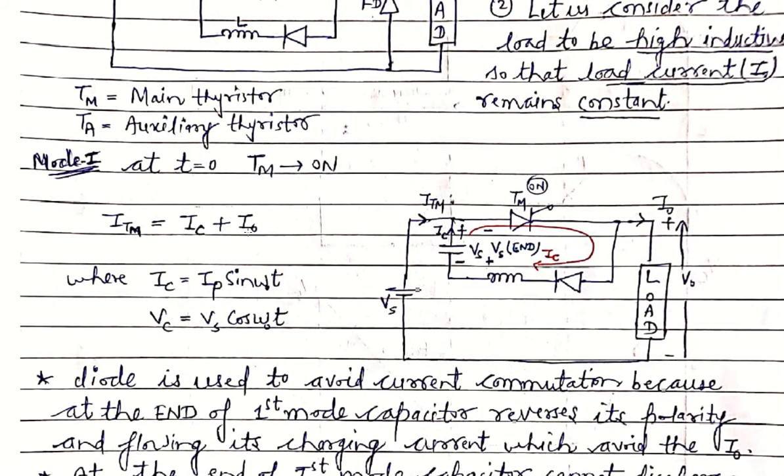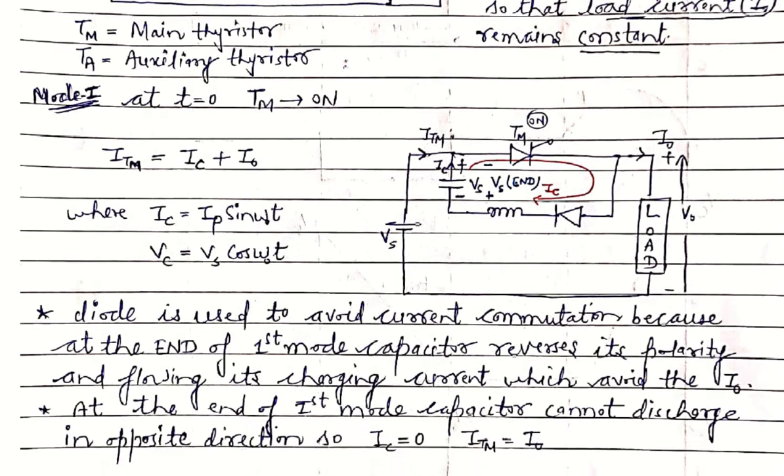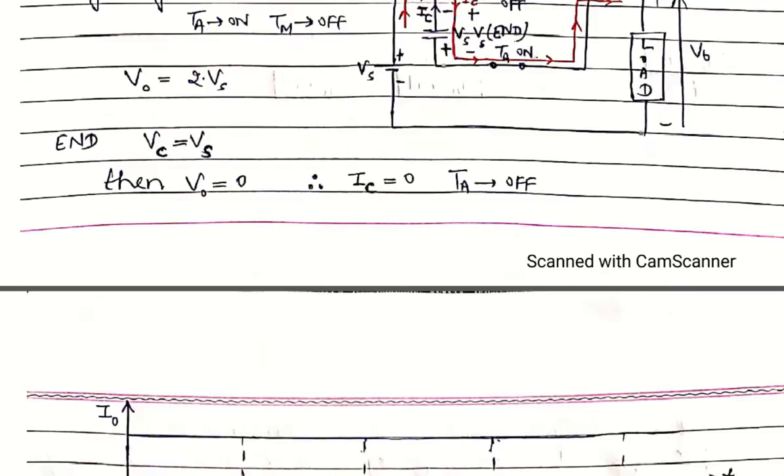It will be IC plus I naught. IC is given by IP sin omega t, which is sinusoidal in nature, and I naught is the output current, which is constant. So these two currents are added in the first mode of conduction. What is the net current through the main thyristor? It will be the sum of IC plus I naught.